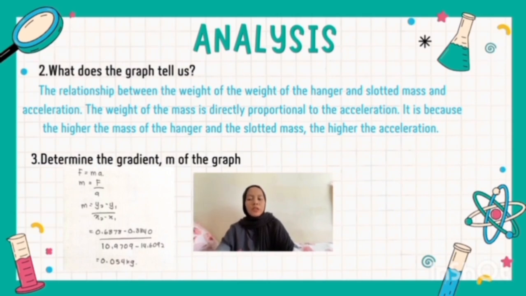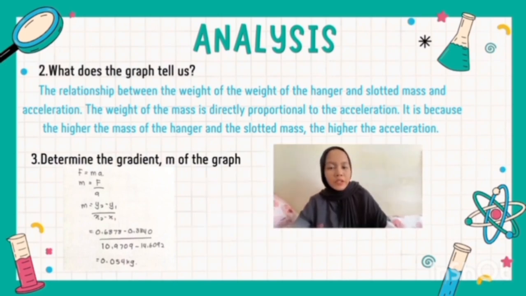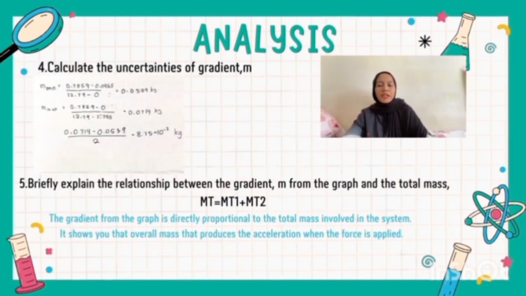Here I use the formula y2 minus y1 divided by x2 minus x1. The first coordinate is 40.61 and 0.884, and the second coordinate is 10.197 and 0.687. When we insert the coordinates in the formula, we get 0.054 kilogram.